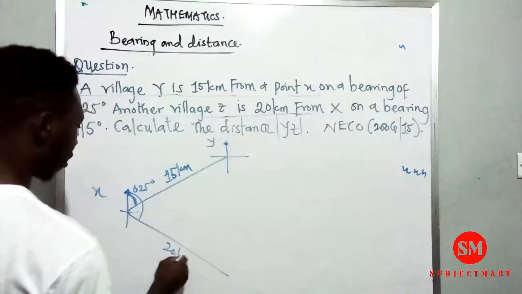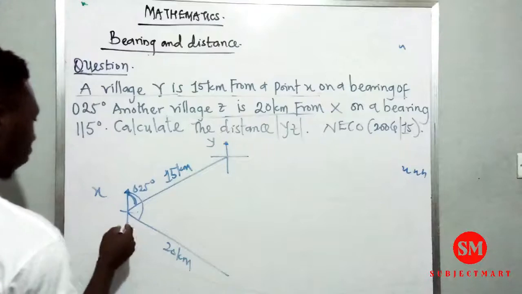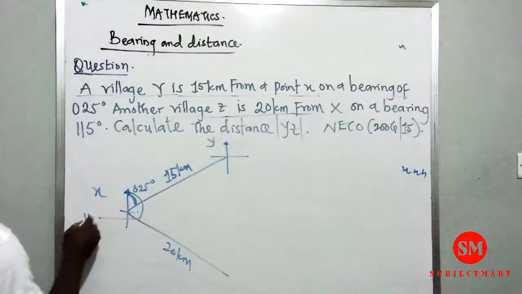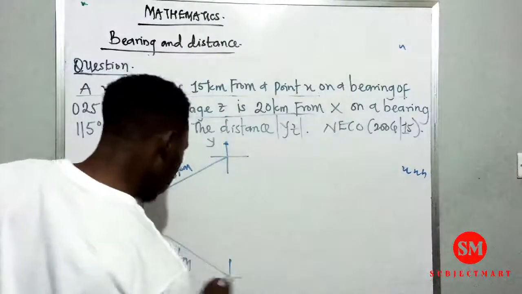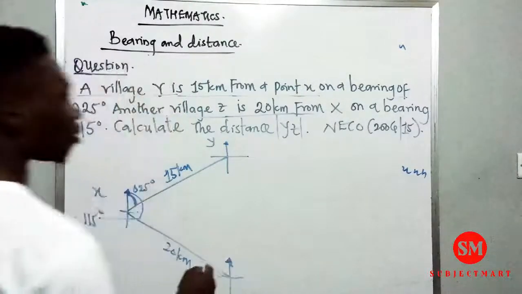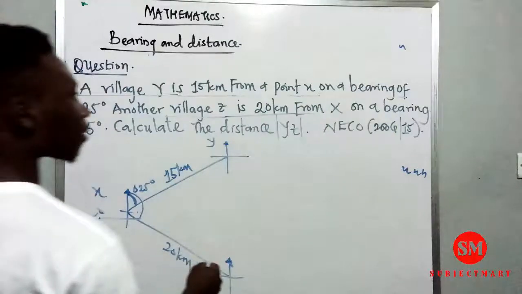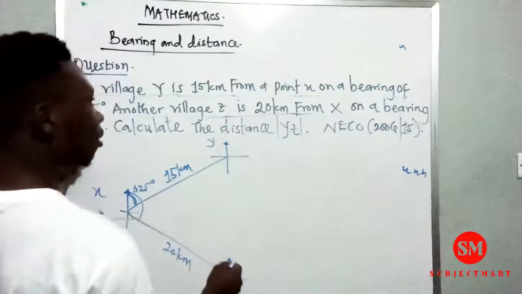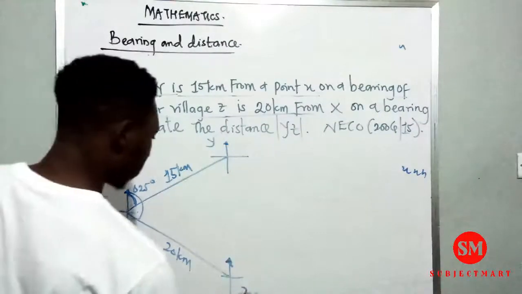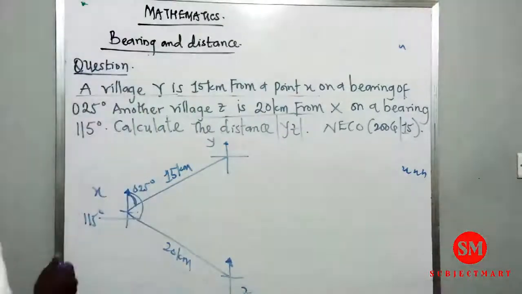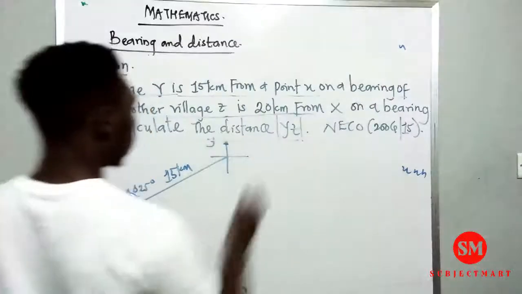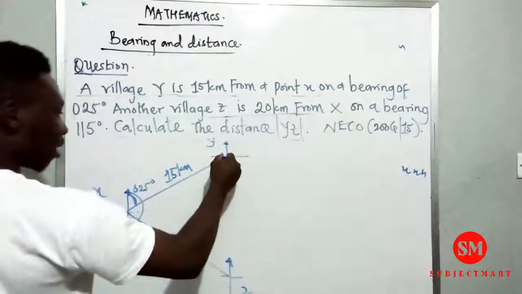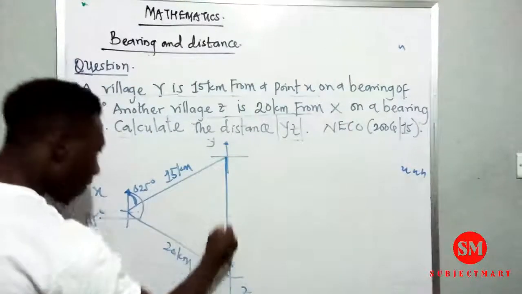20 kilometers on a bearing of 115. Let's take it. 115 degrees to this point here. This point here is X, right? This point here is Z. Now, at this junction, what will we have to find? They ask us to calculate the distance YZ. So this is the distance here, YZ.